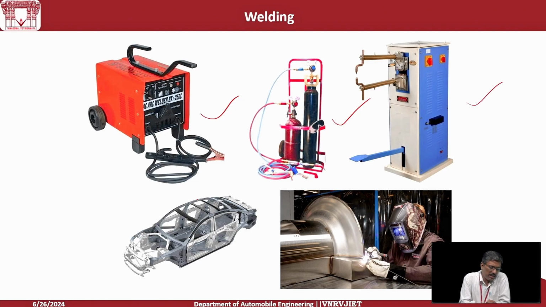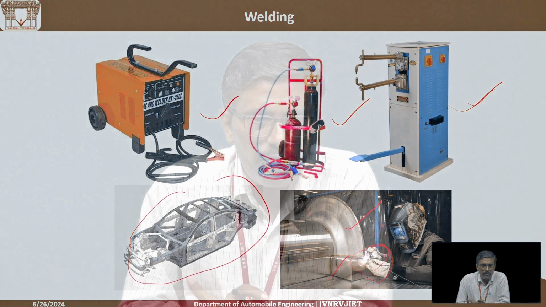And you can see here, this is an automobile body structure, and this body structure is made by spot welding. And you can see here there is a TIG welding process where this piece and this piece are joined with the help of an electrode and electric input, that is, with the help of an electric arc. So basically the welding process is joining two or more materials to get the required shape.